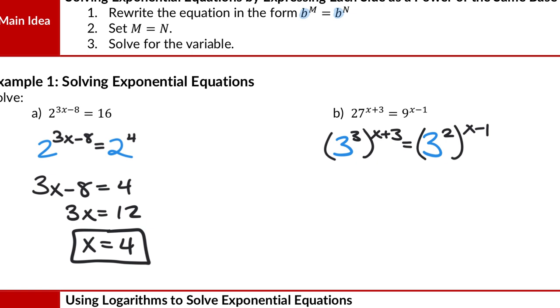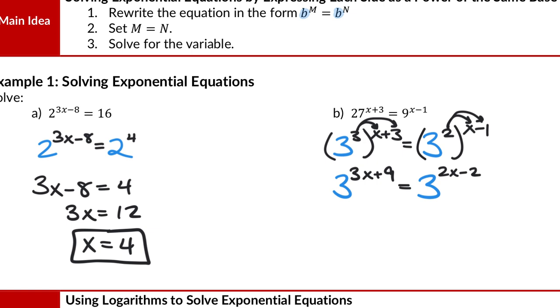Now I've written this specifically like this on purpose, where the base 27, which is 3 cubed, and the base 9, 3 squared, are kind of contained in these parentheses. Because there's the property of exponents that we learned about last time or reviewed last time, where you have to take powers raised to the power and multiply them. So it's like there's a little distribution problem from the inside power to the outside power. So we actually have this written as 3 to the 3x plus 9 equal to 3 to the 2x minus 2. You have to distribute that power back to the other exponent.